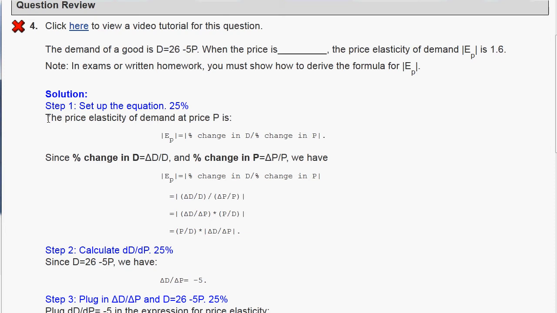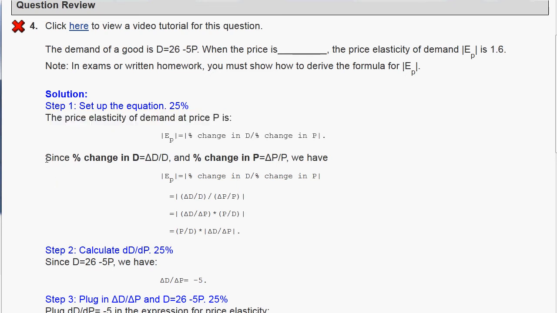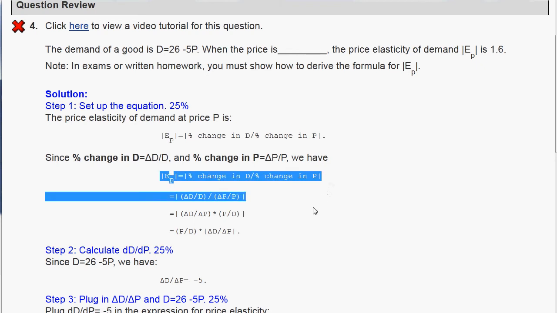First, the price elasticity of demand is equal to the percentage change in D over the percentage change in P. I want you to show this because that tells me that you know what the price elasticity of demand refers to. Since the percentage change in D is equal to change in D divided by D, and the same thing for P, we have this. Now this is just a routine, but I want you to show me.